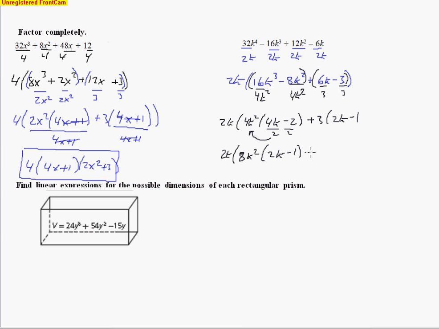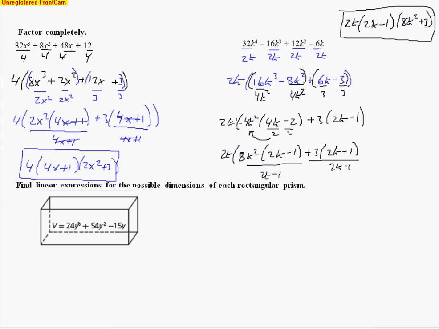And now I'll be able to do the work, because in the other set of parentheses I also have that 2k minus 1. So now I can pull out that 2k minus 1. And what that'll leave me with is, for my answer, 2k, I still have that, I've got the 2k minus 1, and I also have the 8k squared plus 3. So that's factoring complete. Let's take a look at the last set of directions.